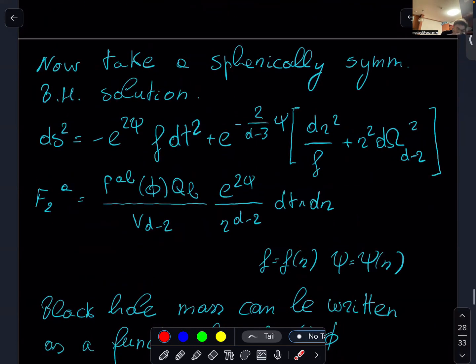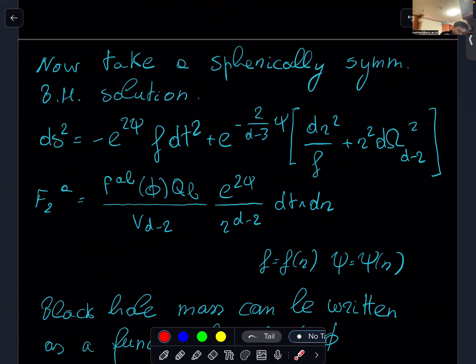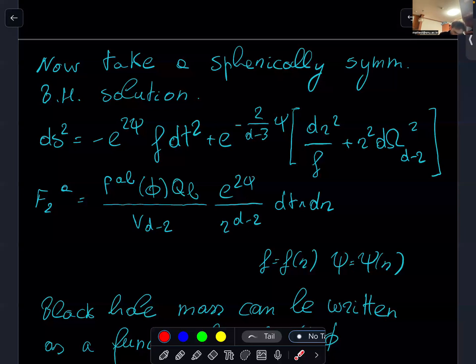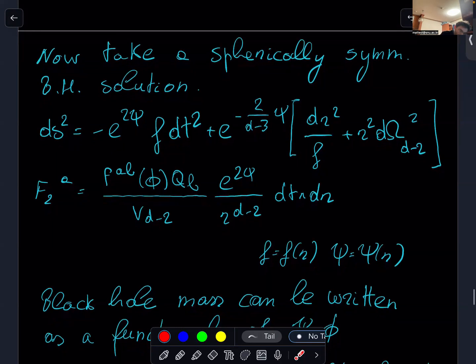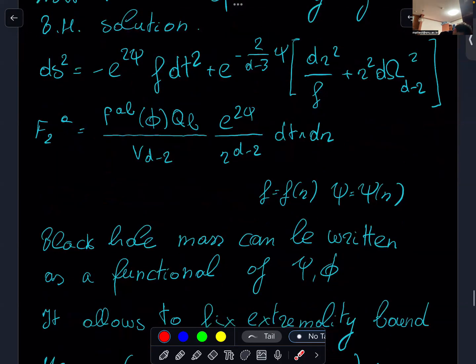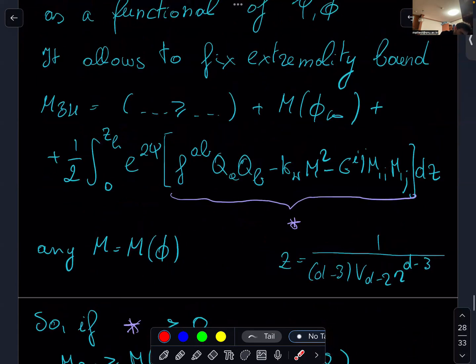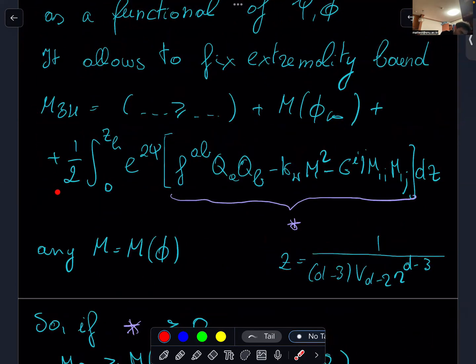So the way to show this connection between RFC and WGC, or repulsiveness and extremality, is to take a black hole solution with good enough properties, like a charged, spherically symmetric solution like this. It turns out that you can write an expression for its mass here, that is a functional of the psi and phi in the moduli.